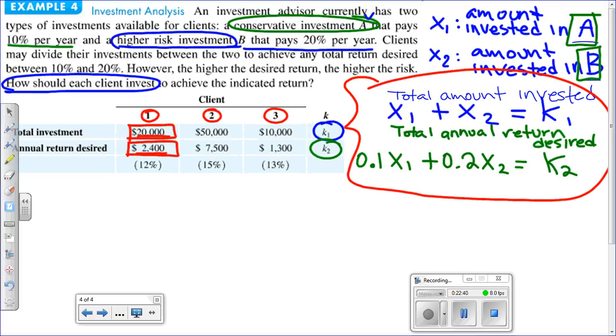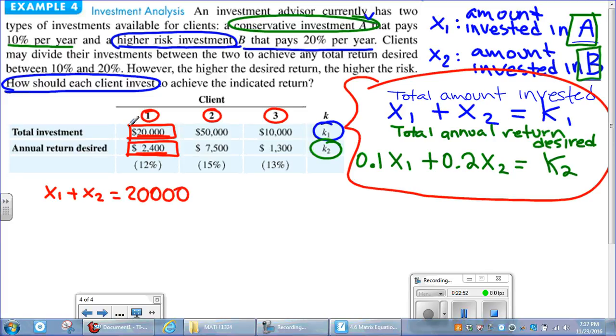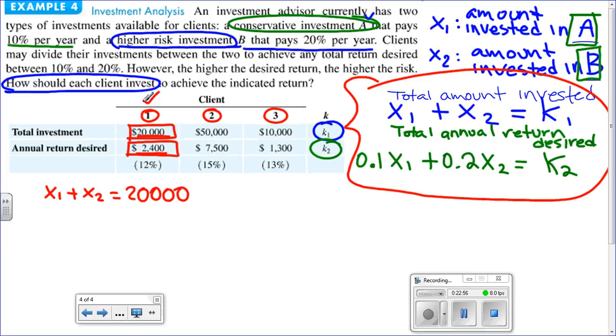And so we create the system that will look like this. X sub 1 plus X sub 2 is equal to 20,000. That's the total invested, only for client 1. We're only talking about client 1. The other one will be the return desired, so 0.1 X sub 1 plus 0.2 X sub 2, and that should be equal to this. That's how much this client wants.